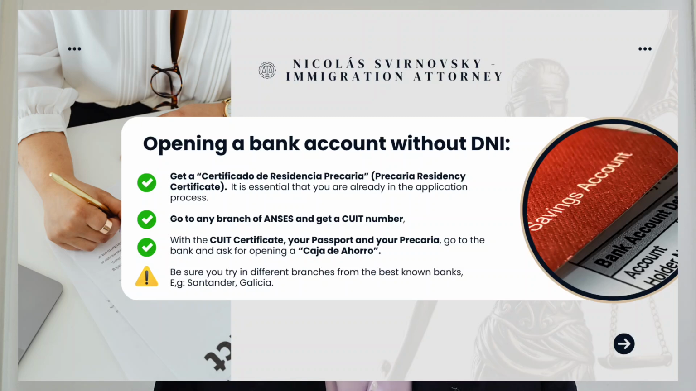After they issue this provisional number for you, you will go to the bank. Be sure you bring with you your passport, the Precaria certificate, and this CUIL certificate, the certificate that shows that you already have this number. In the bank, then, they will be able to open your account. So these are the essential steps for you to open it. Of course, you have to be patient and you have to check different banks, as many of them won't be willing to open the account. But remember that they must, and you will find a branch that will do it finally, okay?